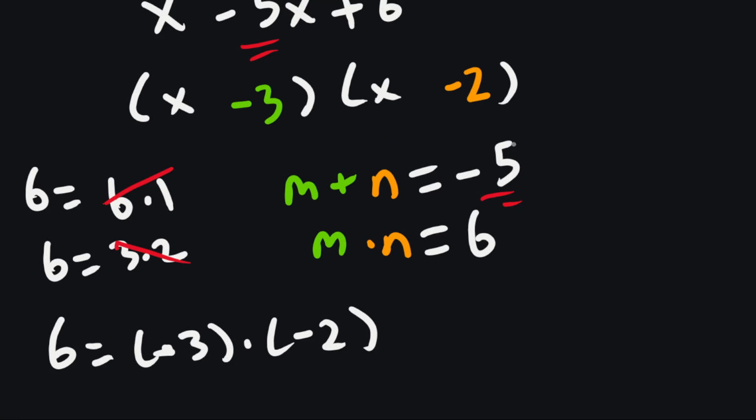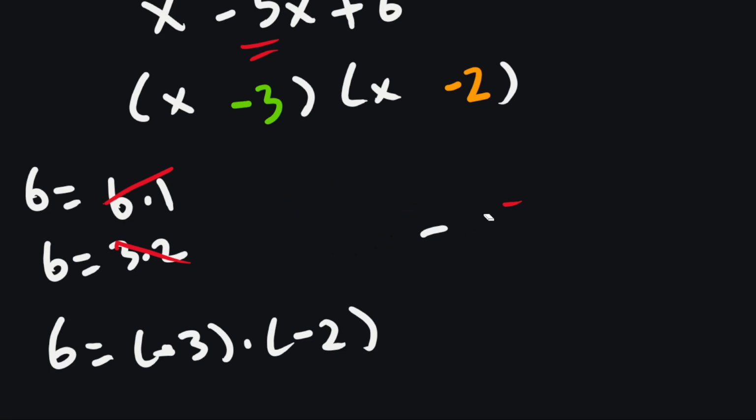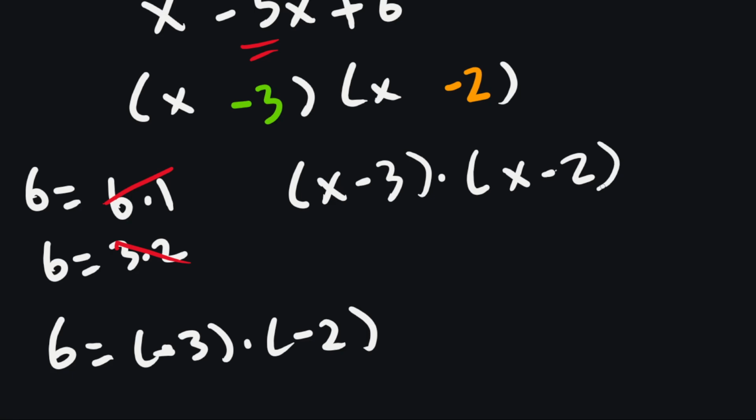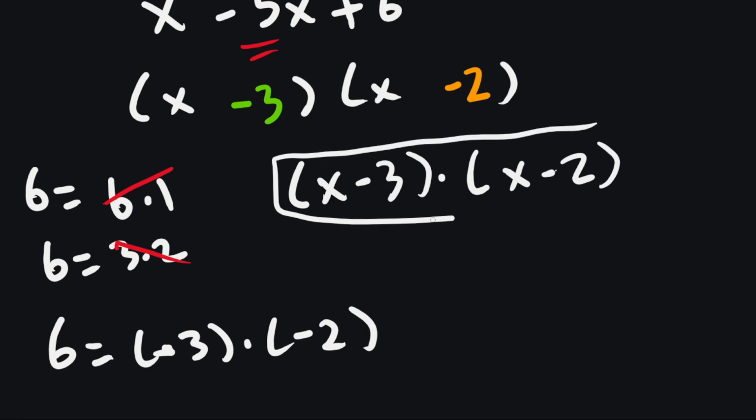Let me just erase these. This is essentially x minus 3 times x minus 2. Perfect. And that is how we factor that trinomial.